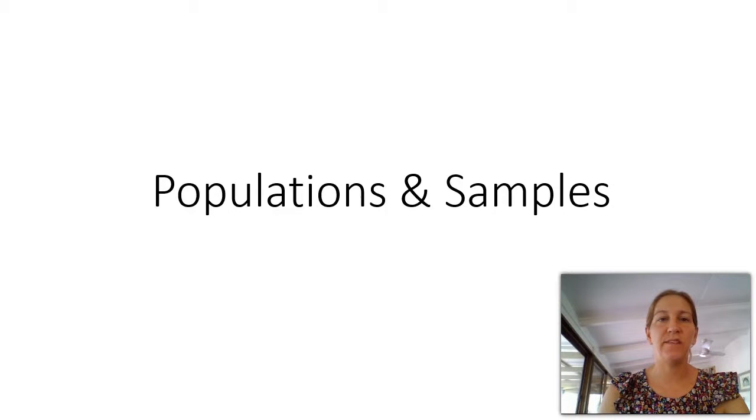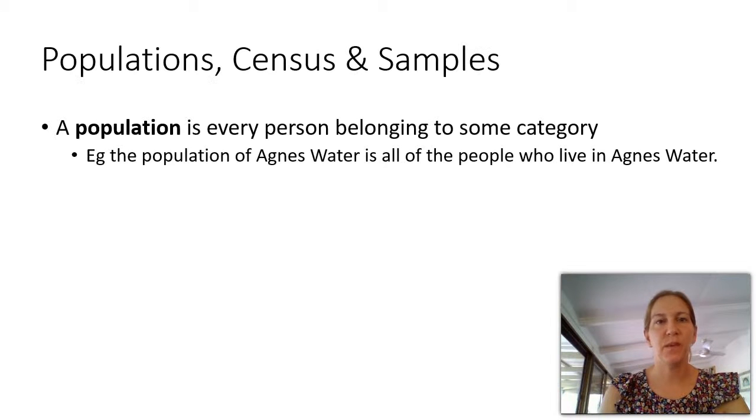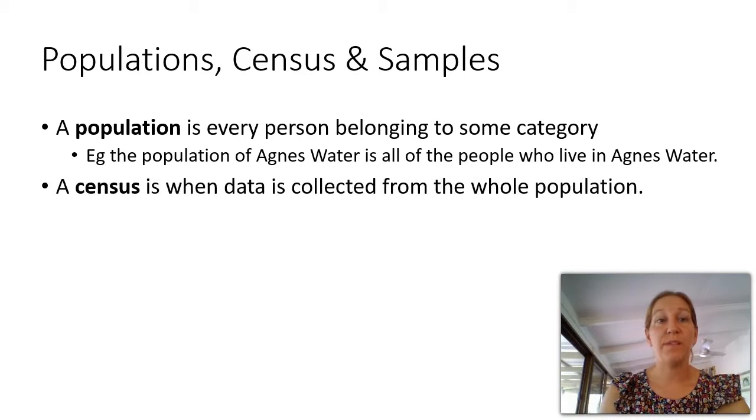So we're going to do a short lesson on populations and samples. A population is every single person that belongs to some category. So if you say the population of Agnes Water, that's just every single person who lives in Agnes Water. Now a census is when we collect data from every single person in that population.